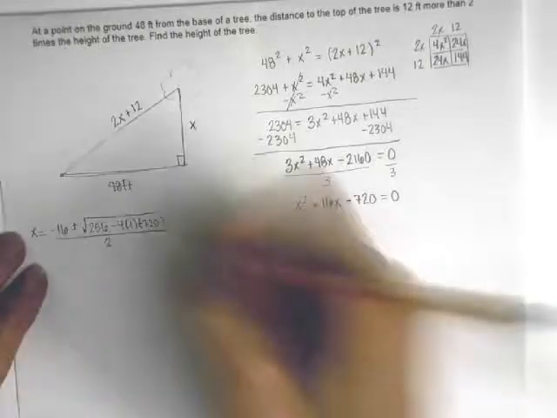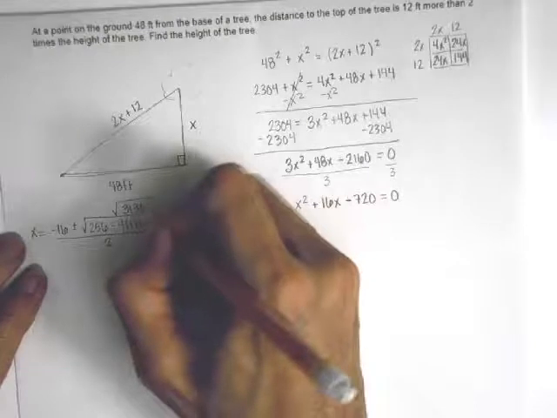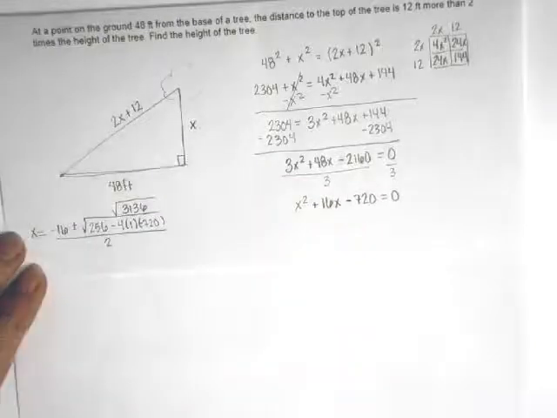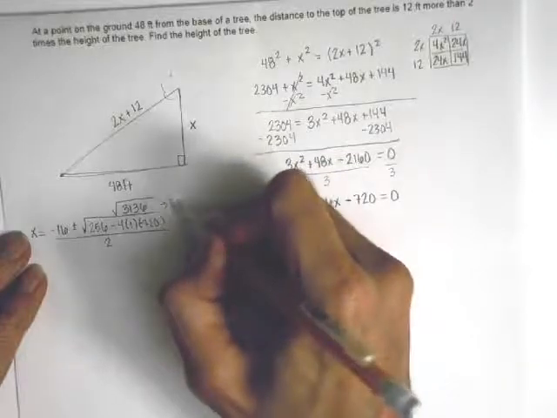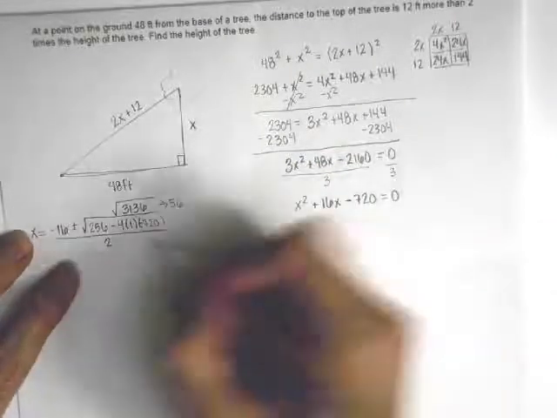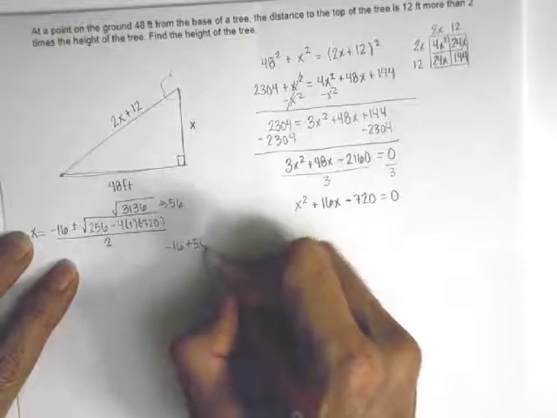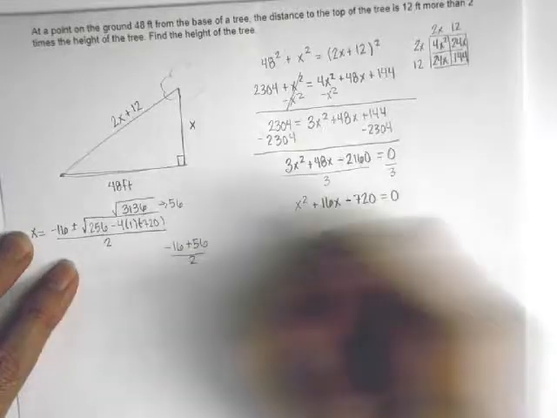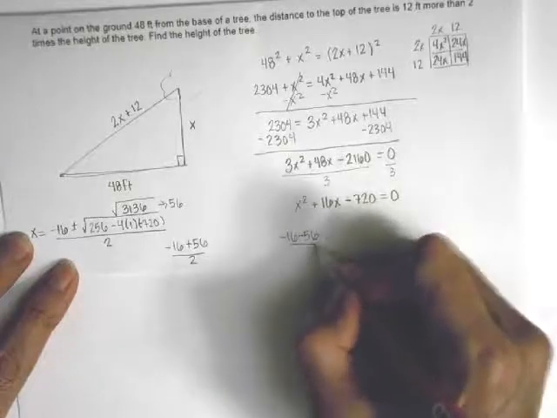That gives me the square root of 3136. And when I take the square root of that, I get 56. So this part right here is 56. So the two answers are negative 16 plus 56 divided by 2, or negative 16 minus 56 divided by 2.